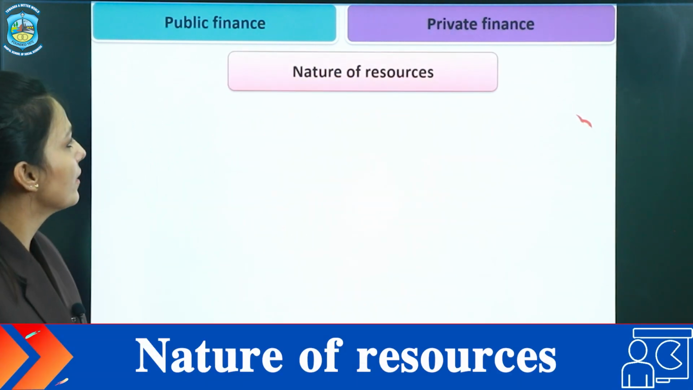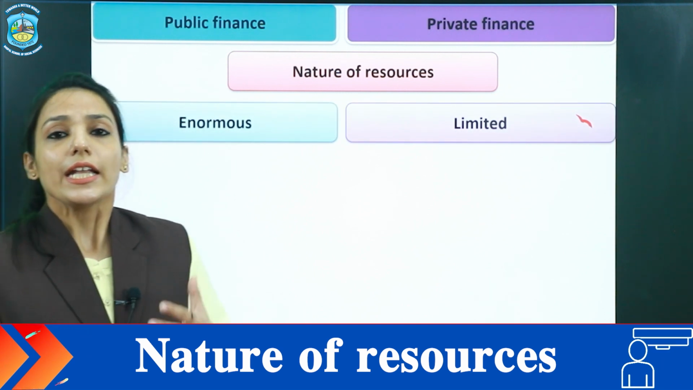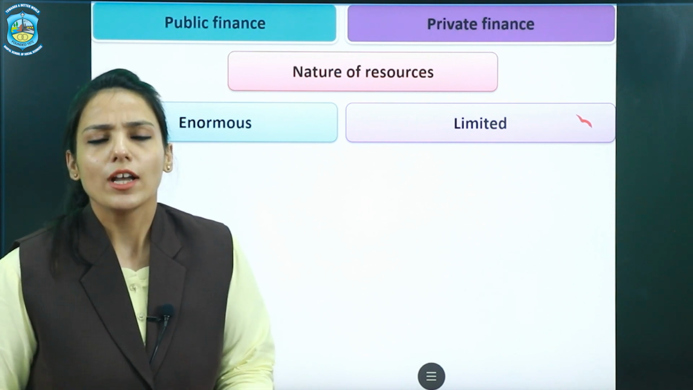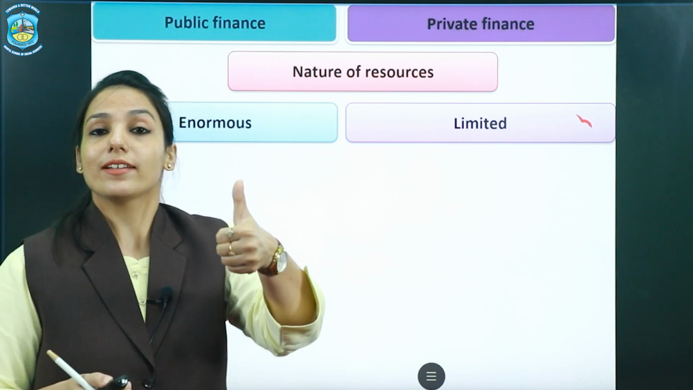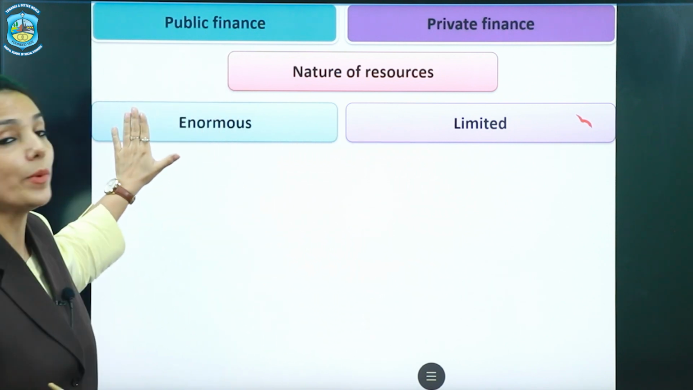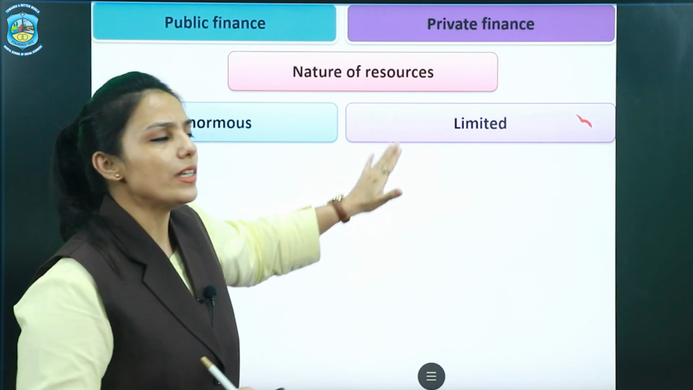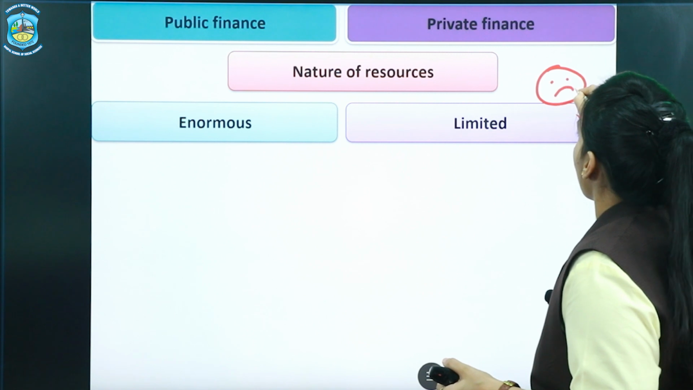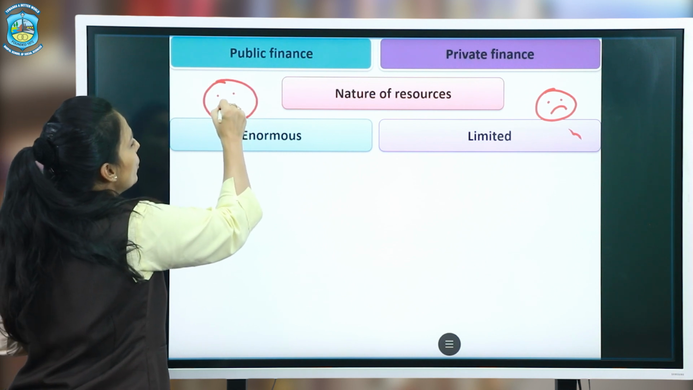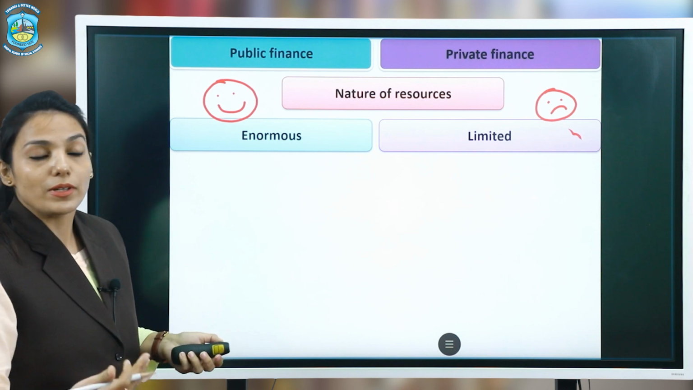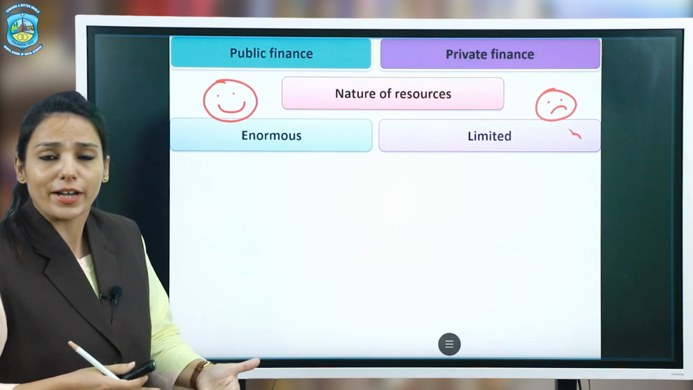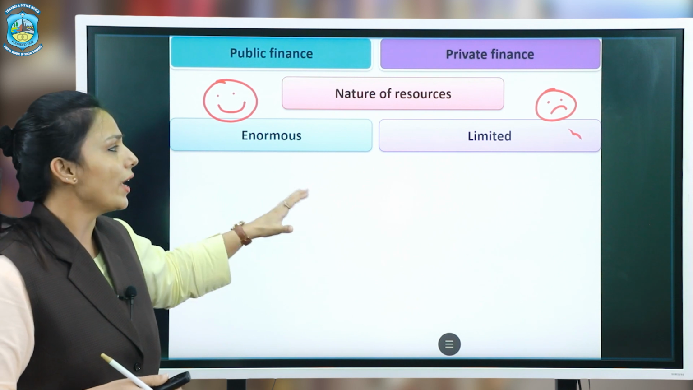The third difference is the nature of resources. Individuals have a limited source of income. They might get salary, they might get some inheritance, they might have many more sources of income. But as compared to the government, the income of an individual is limited. The government's sources of income are enormous. It has a huge nation, the people from where it can generate revenue through taxes, direct taxes, indirect taxes, fees, fines, profit of public sector organizations, and so on.